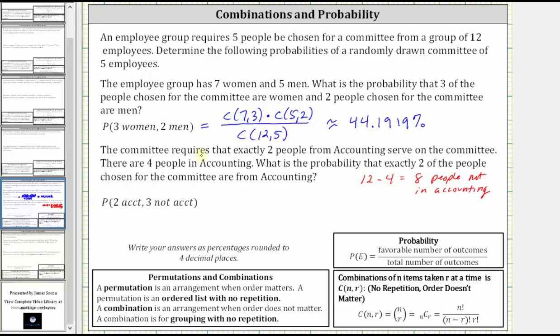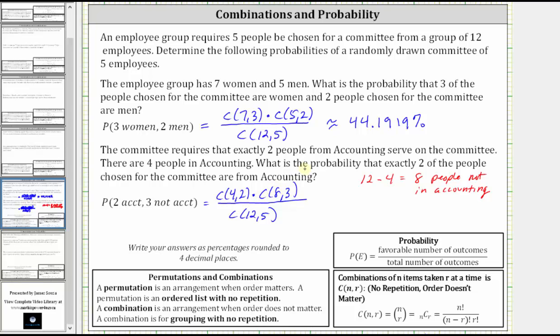Now let's determine the probability. We are still forming groups of 5 from the 12 employees, and therefore the denominator is still 12 choose 5. And now the numerator is going to be the number of ways of selecting 2 people from accounting from the 4 people in accounting, times the number of ways we can select 3 people not in accounting from the 8 people not in accounting. So the number of ways we can choose 2 people from accounting from 4 is 4 choose 2. And then times the number of ways we can select 3 people not in accounting from 8 is 8 choose 3.